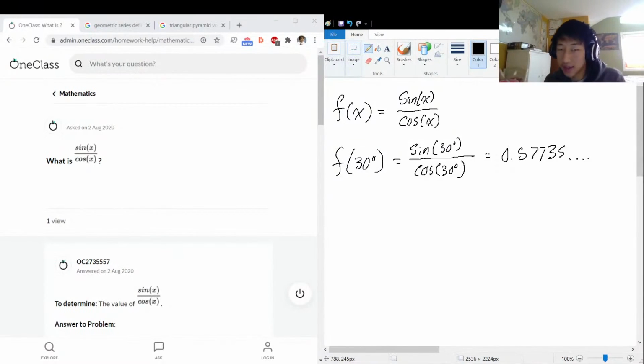You can treat this as a function, but let's say you're a little bit lazy and you don't want to type this all into your calculator to calculate it. Oh my goodness, typing that many buttons, unacceptable. We can do something to this to make it simpler: sine x divided by cos x.